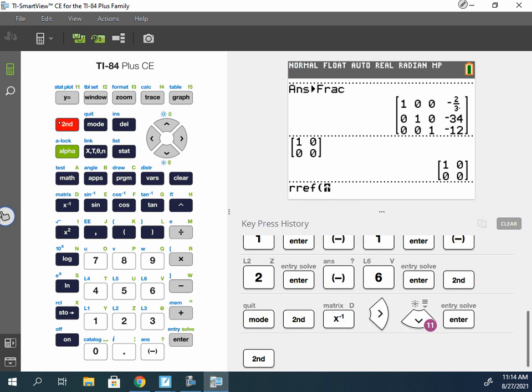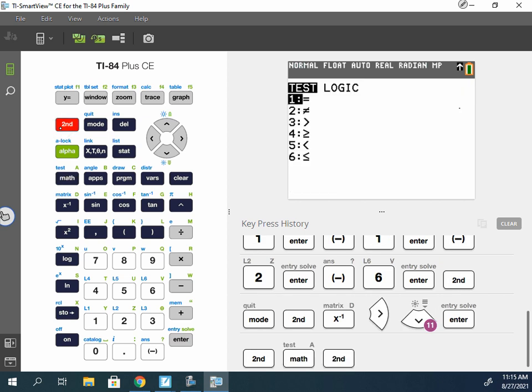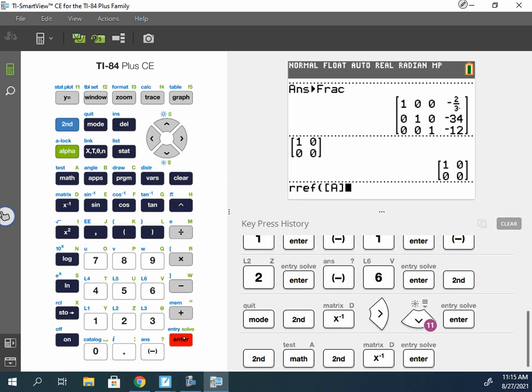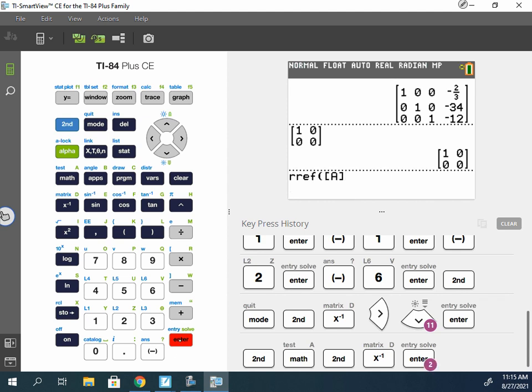So to get the matrix, we're going to go second matrix, not second math. Now, we won't go over to edit this time because we're not editing the matrix, we're wanting to recall it. And that's what this first row is, recalling the matrices that we want. So I want the first one, which is already highlighted. I can go on and hit enter. So we have RREFA. Yes? Hit enter again.